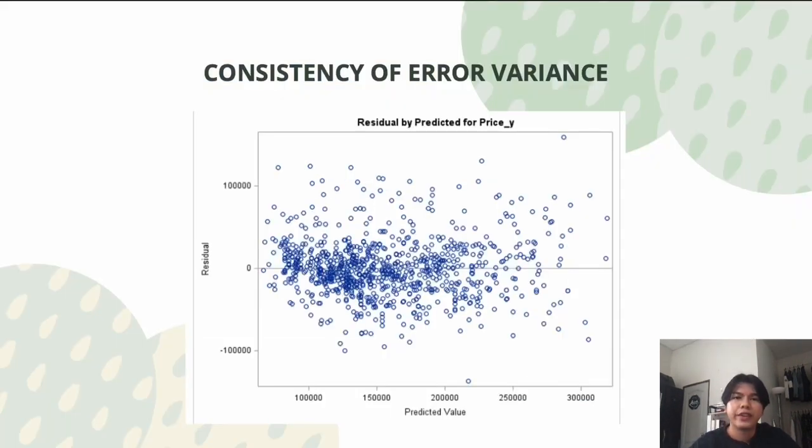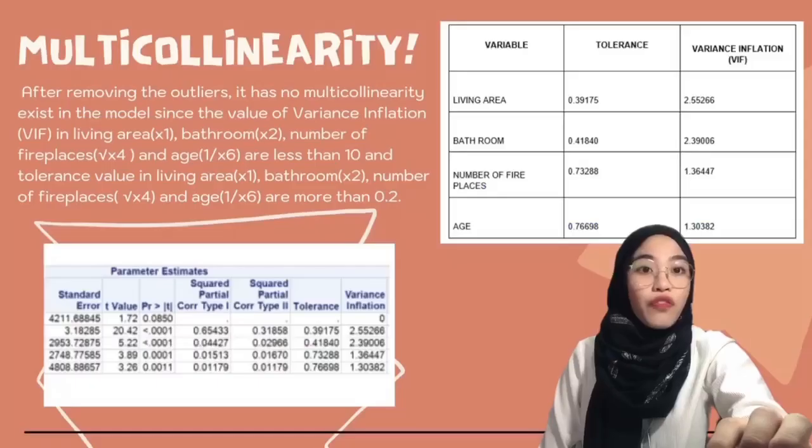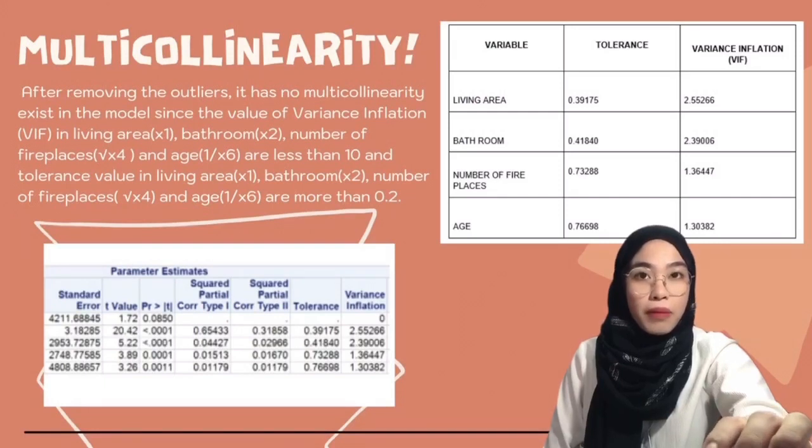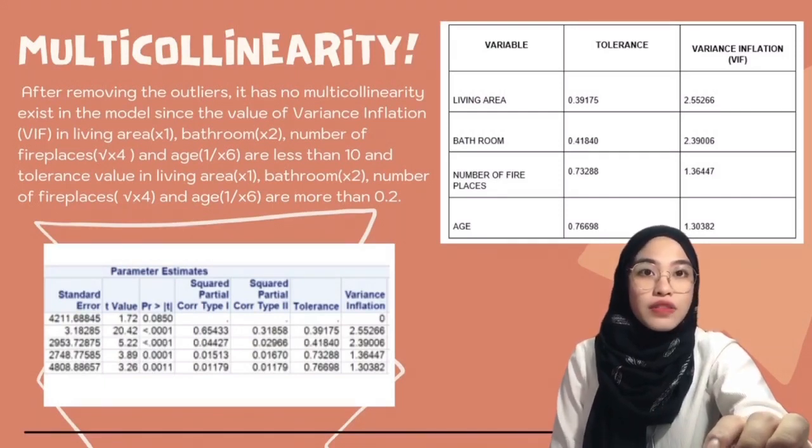Consistency of error variance. Here, the plots of residuals after transformation show that the points are not randomly scattered. It indicates that the error variance is not constant. Therefore, the assumption of homoscedasticity is not fulfilled.